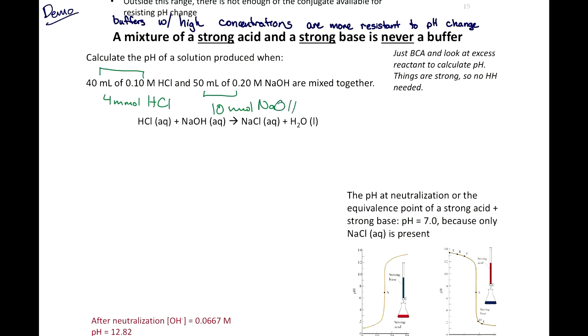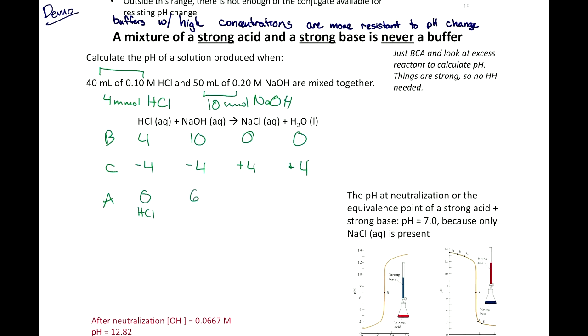So these 2 numbers go in my before line, but these are 2 strong acids, strong bases. But we still do the same concept. Acids neutralize bases. So I have 4 millimoles of HCl, 10 millimoles of sodium hydroxide. What's my limiting reactant? HCl. So minus 4, but then it's plus 4, plus 4. Okay, so after this reaction, I have 0 moles of HCl. I have 6 millimoles of sodium hydroxide. And I have 4 millimoles of NaCl, and then I have water.